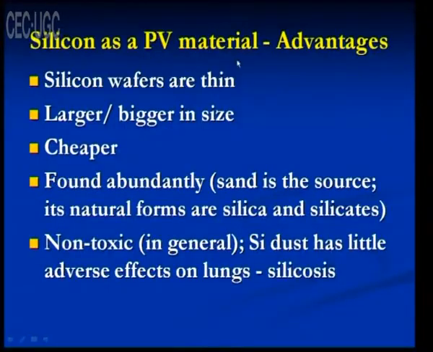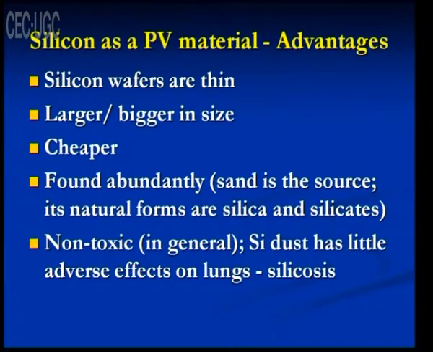Now, having seen the basic principle of working and the construction of a solar cell, we will move on to the material that is used as a photovoltaic material, for example silicon itself, their advantages and limitations. Silicon as a PV material: its advantages are that silicon wafers can be made into very thin layers, which is very useful in the construction of PV cells.